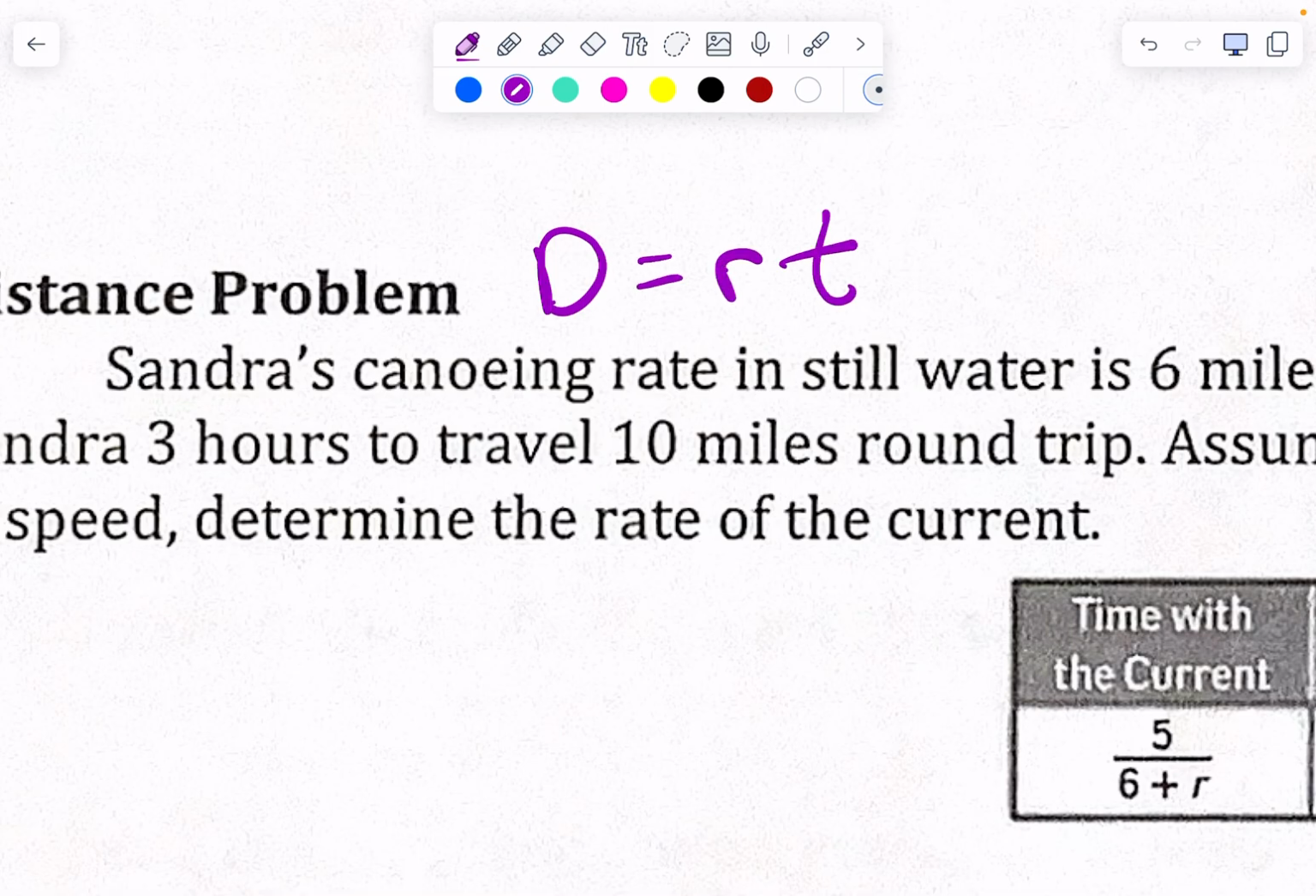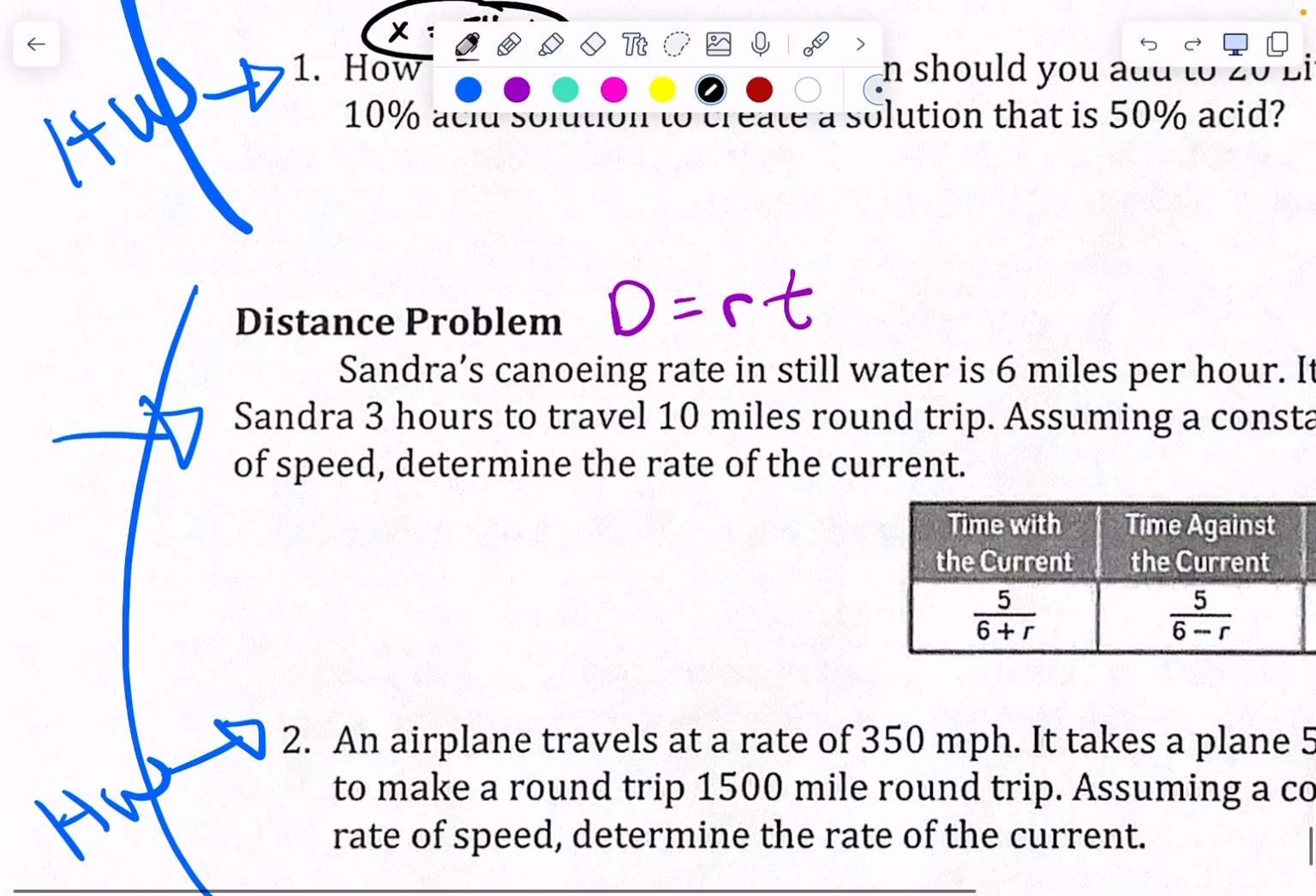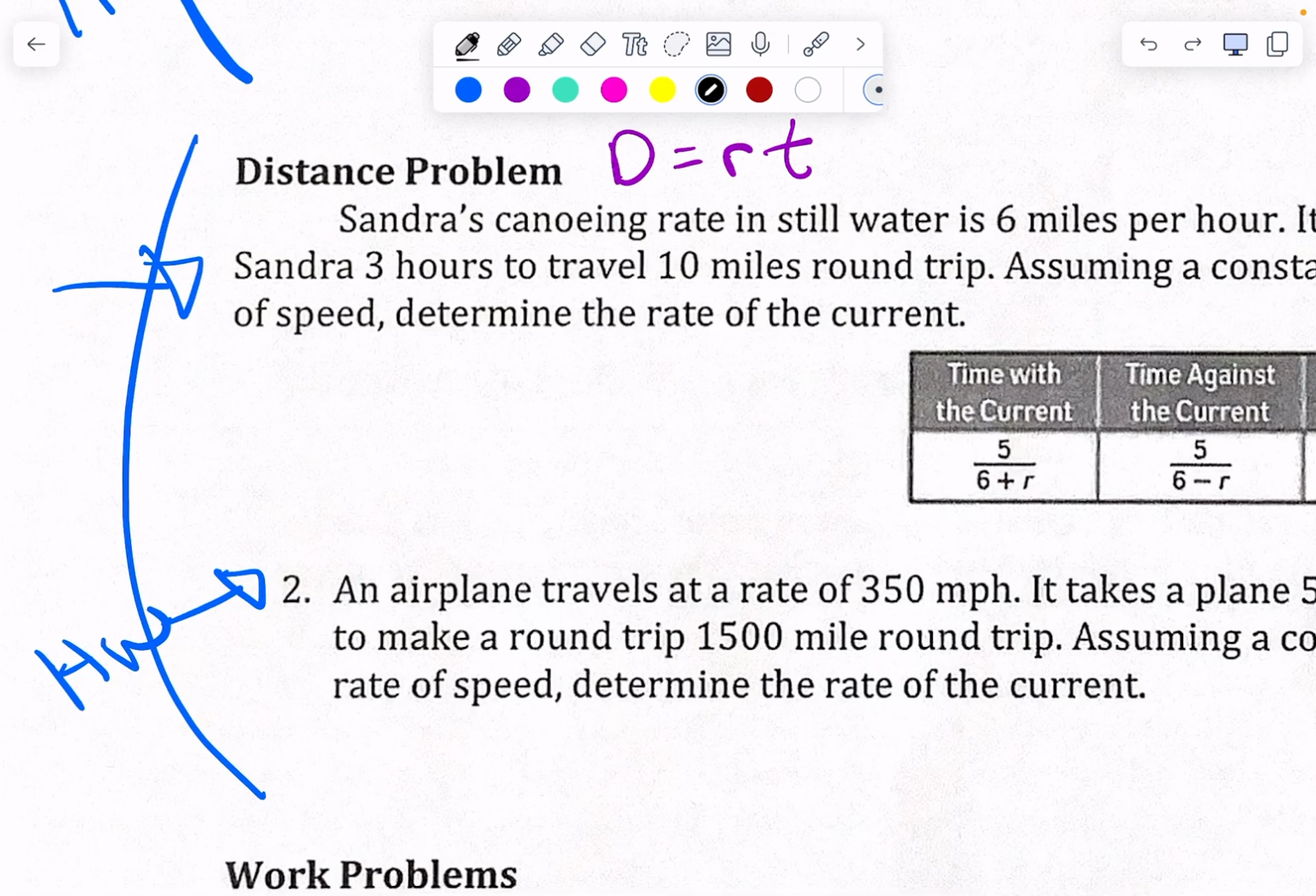Have you seen that before? Distance equals rate times time. If I am going 60 miles an hour for 3 hours, I have gone a distance of 180. That's my distance, right? Distance equals rate times time, approximately, excluding stops and things like that. If you're constantly going 60 miles an hour for 3 hours, exactly, you will go 180 miles, approximately, right? Okay, so distance equals rate times time.